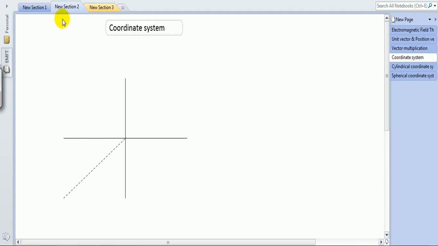So coordinate system is if you want to locate some point, then we will use coordinate system. If we want to locate a surface or a point, then we will require some reference. For that we will use coordinate system. So we are going to study three types of coordinate system so that it will be convenient for different geometries.